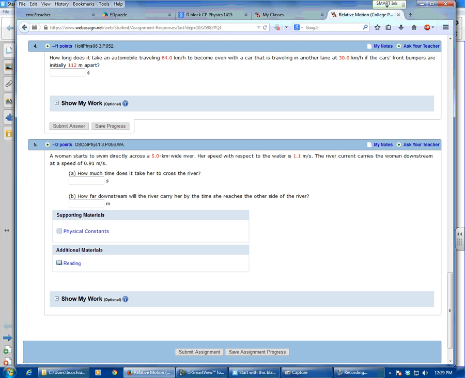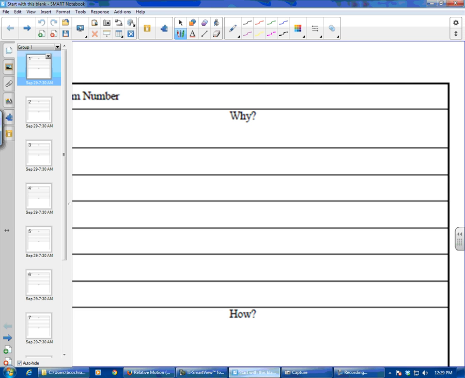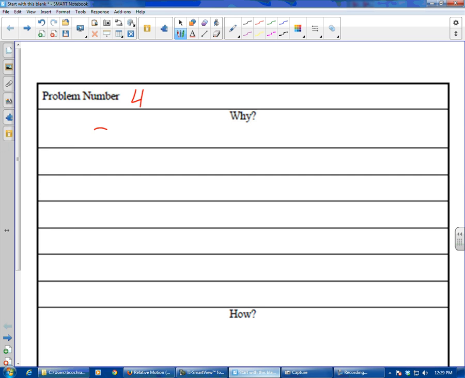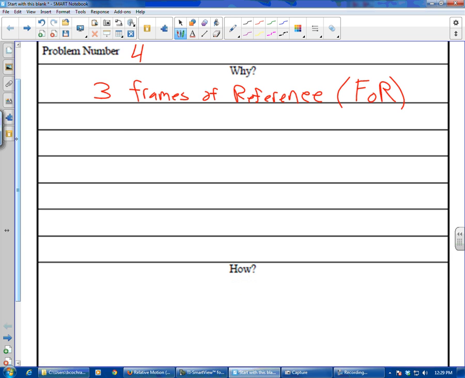All right. So this is number 4. I would start off with 3 frames of reference. And I normally abbreviate frame of reference because I get tired of writing it as capital F, lowercase o, capital R. So if you see me writing that, like in problem solutions or anything, that means frame of reference for me. So there's 3 frames of reference. They share common time.